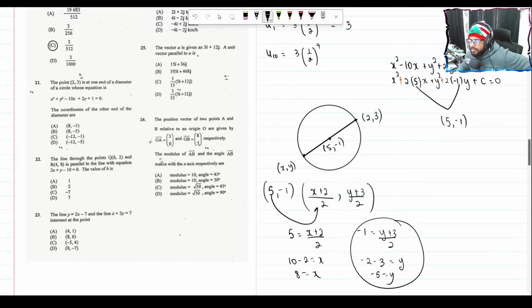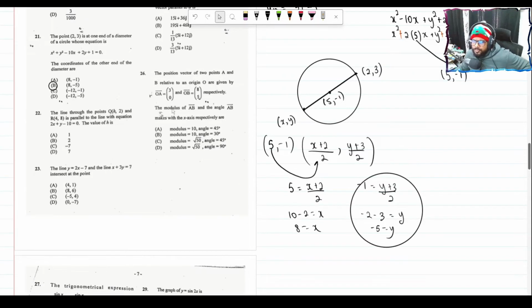In the event that I do this one first, then I would have just narrowed down the answers to be D or B. I would have still had to calculate the x, but granted I calculated both of them. B is the answer. The line through the points Q and R is parallel to the line.